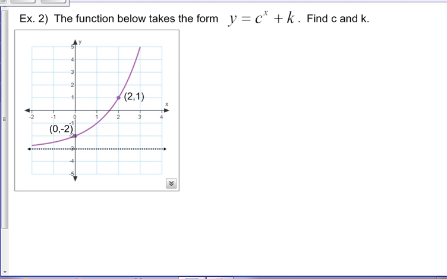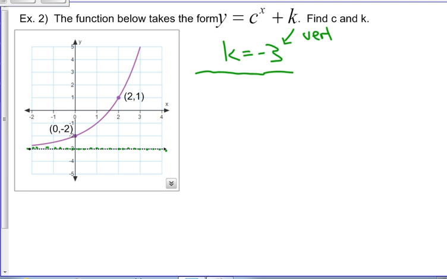Here's another case we might run into, trying to figure out the equation from the graph. So the function takes the form y equals c to the power of x plus k. k is the vertical shift. So let's take a look at this. It's got an asymptote on y equals -3. That's going to be your k value. It's been shifted down 3. And it's the same as the asymptote.